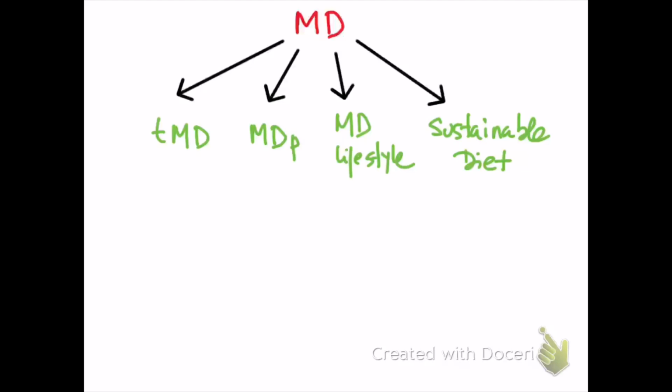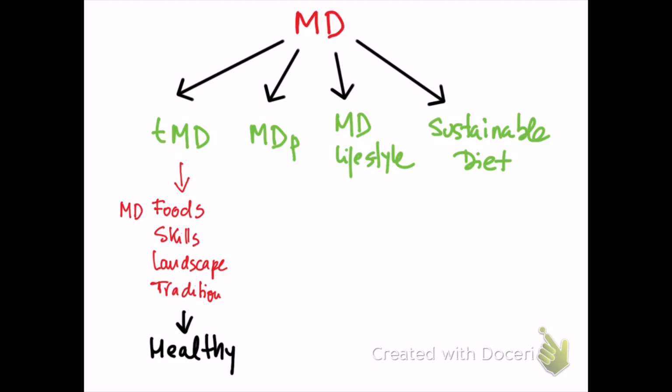The most curious thing is that although the MD doesn't exist, there are 4 types of MD. The first is the traditional Mediterranean diet. The diet followed in some regions of the Mediterranean Sea in different countries until the 60s of the past century. Certain food characterizes this diet, the way of growing, cooking, and eating, associated with certain landscape, plants, animals, and tradition. Moreover, and most importantly, this traditional Mediterranean diet is a healthy diet.